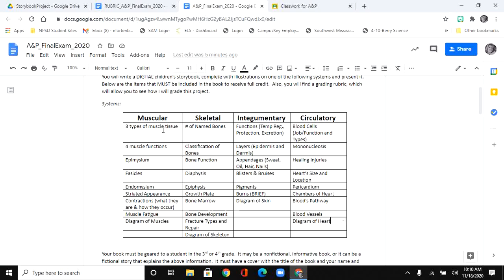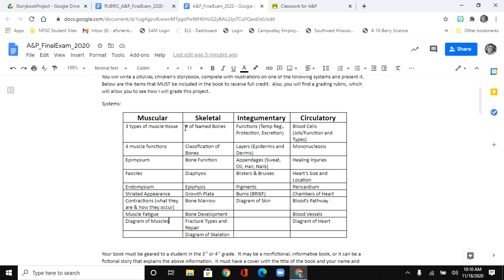So, for the muscular system in your story, you have to cover these things. You've got to explain to the reader the three types of muscle tissues. You've got to explain the four muscle functions. You've got to explain what the epimysium is, fascicles, what they are, what the endomysium is. You're going to explain striated appearance, and then you're going to explain muscle contractions, what they are and how they occur. Then you'll do muscle fatigue, and finally, you will include a diagram of the muscles. So those are the topics that must be covered if you choose muscular system for your book.